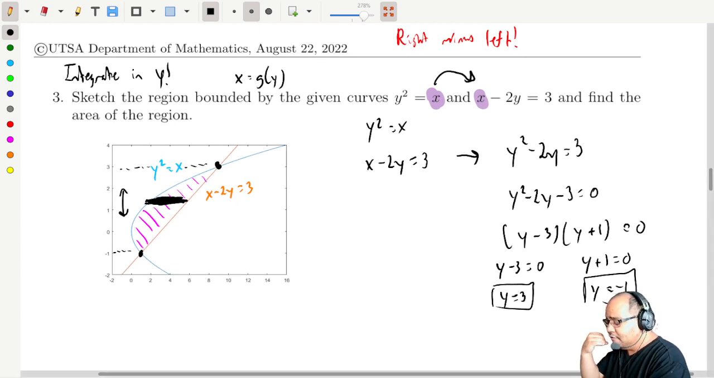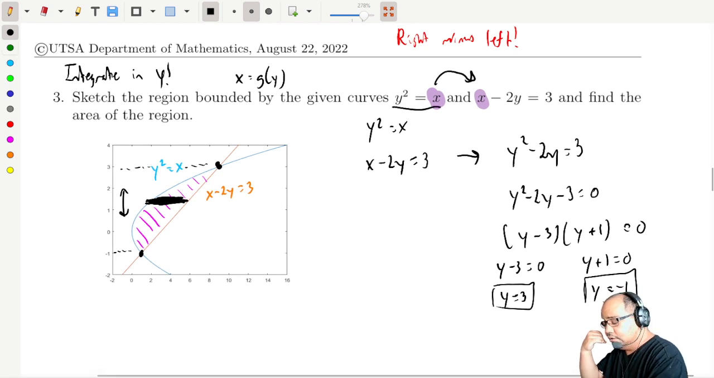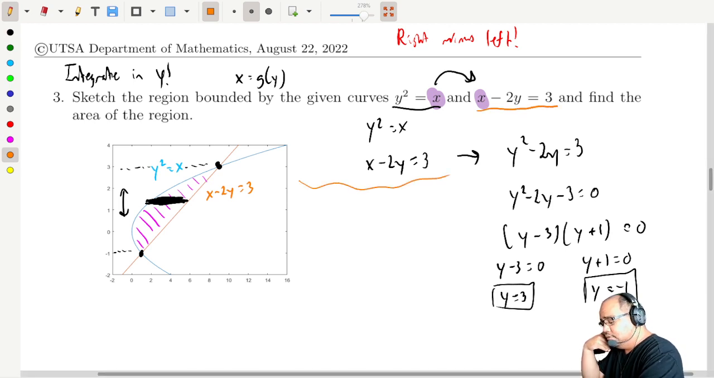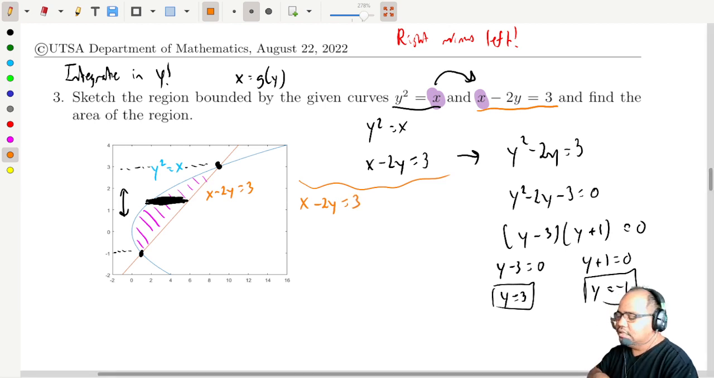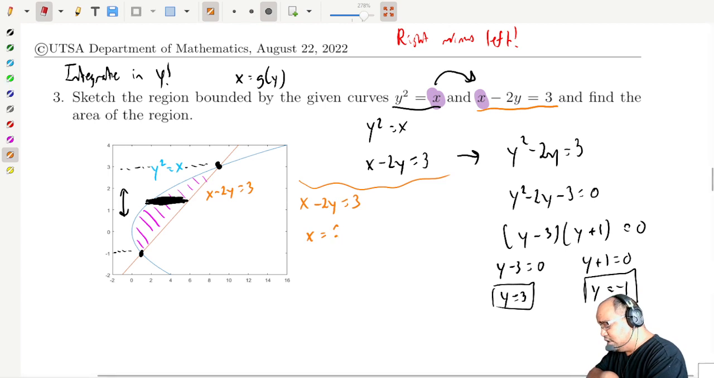Well, I already have that for the parabola here. But for the line, which is in orange, let's go ahead and manipulate that a little. We have x minus 2y equals 3. And I want to write this so that I have x equals a thing. Well, I just want to get x by itself, and the only thing I need to do here is just add 2y to both sides. So I get x equals 2y plus 3. Let's write it like that, 2y plus 3.